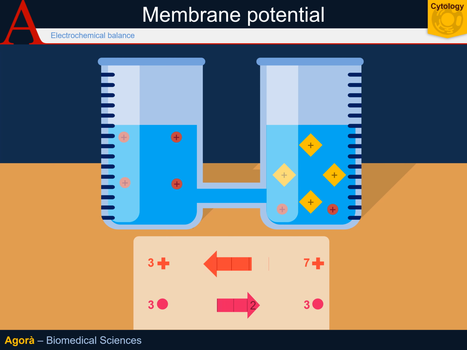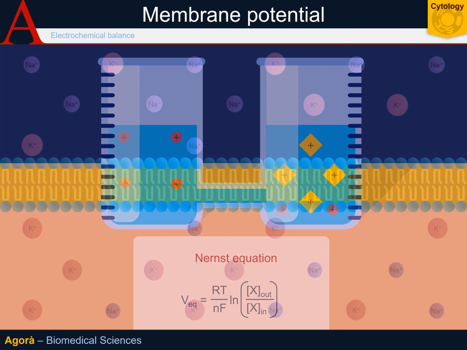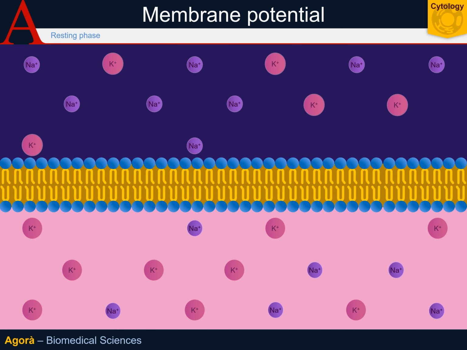Even if there is still a chemical and electrical gradient, they act on the same molecules in an equal and opposite way, canceling each other. For each difference in concentration of an ion, there is an electric potential that can compensate for the chemical gradient. For those who are familiar with chemistry, this potential can be calculated with the Nernst equation. Now that these concepts are clear, let's move on to our cell membrane.